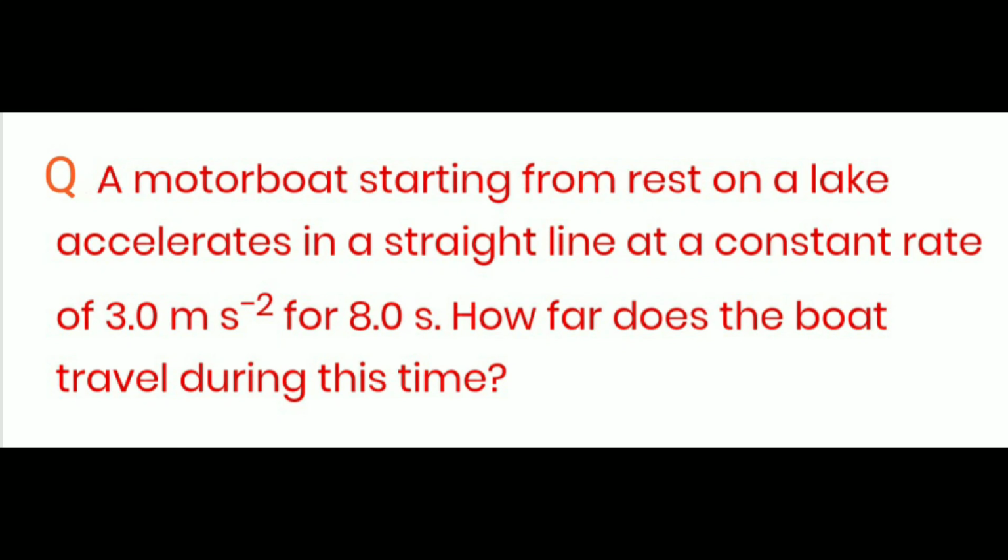Now reading the question carefully, we get that u is 0, motorboat starting from rest. a is given 3 meter per second square and t is given 8 seconds. You have to find how far does it travel. So s is to be calculated. So u is given, a is given and t is given. s is to be calculated.